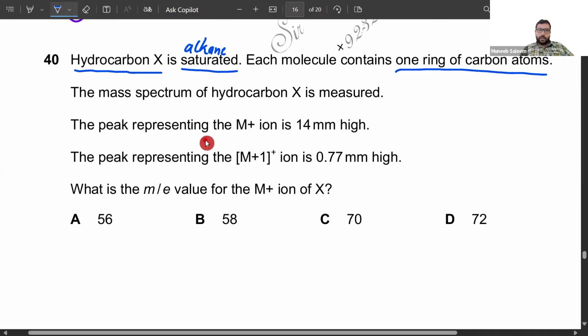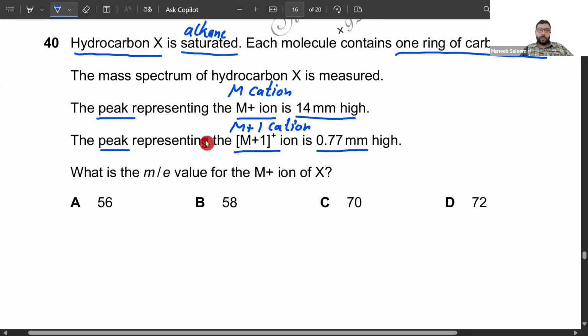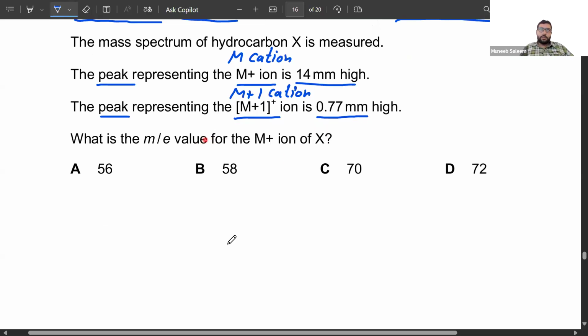Now, they have provided values for the M+ ion and M+1 ion, or we could say M cation and M+1 cation. This one is written as M+1 cation because all the ions in mass spectrometry are cations only. These values are basically the abundance, because they are representing the peaks, and peaks are always the abundance of that particular species. So if they have provided us the abundance of these two species, we have to use a formula that includes the abundance.